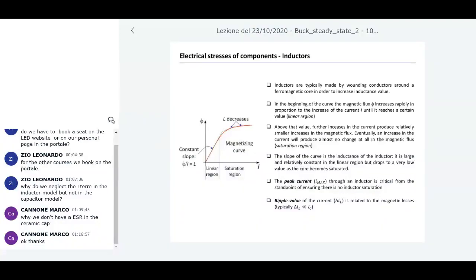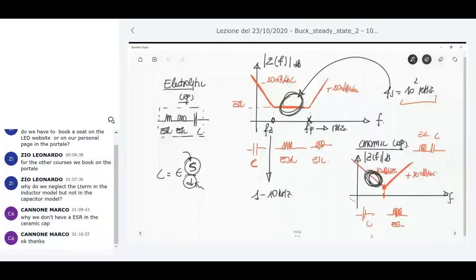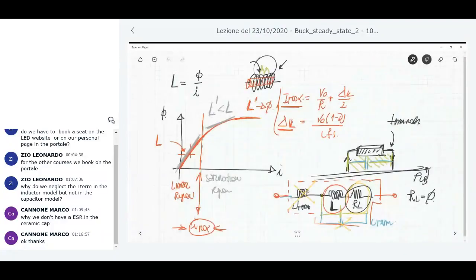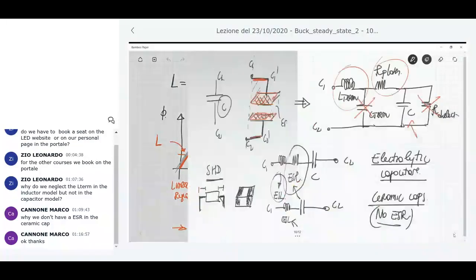I have another question to answer, from Leonardo Zio: why do we neglect the inductance term in the inductor model, but not in the capacitor model? Let me answer this question by sharing the white screen. Here you have the model of the inductor.